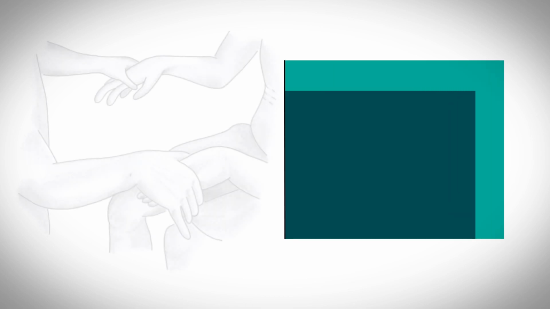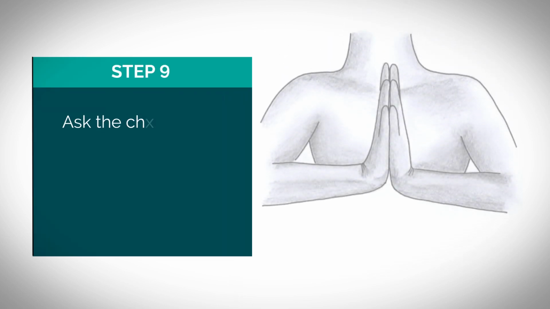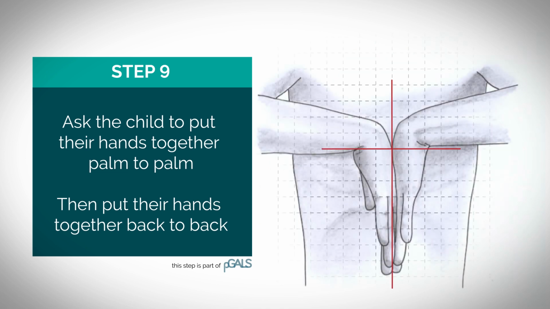Step 8. Ask the child to hold their hands out with fingers splayed and squeeze their metacarpophalangeal joints with your fingers. Check for pain. Step 9. Ask the child to place their hands in a prayer position, palm to palm, and then back to back, keeping their elbows horizontal, and look for any reduced range of movement at the wrists.